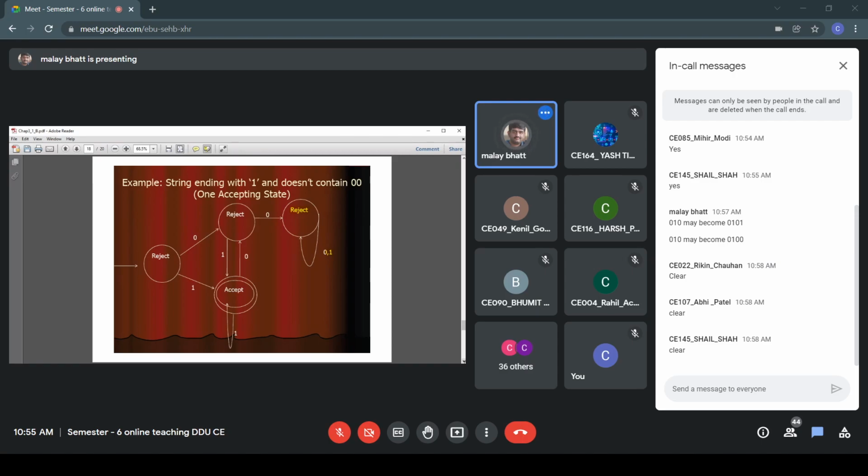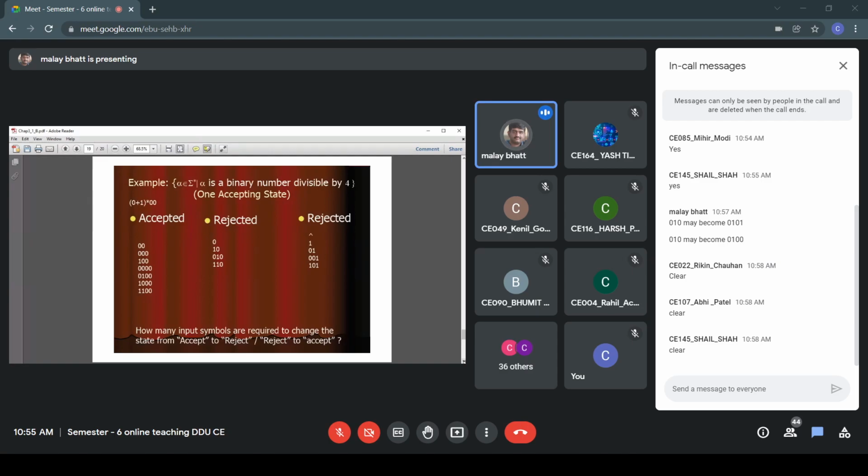This is what we have written in the previous session. Alpha is a binary number divisible by 4, so we write the regular expression as (0+1)*00, strings ending with 00. When you consider ending with 00, any strings of length 4, 0000, 0100, 1000, 1100, they are all ending with 00.